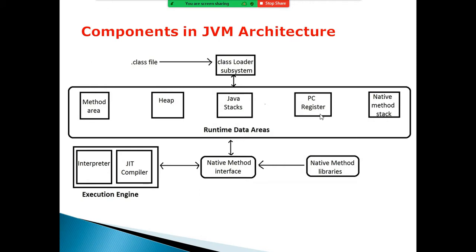We will talk about it, don't worry. You will get very much clarity about Java methods, and you will get the idea what the PC register is doing. Now, native method stack is for what, sir? For executing the native method. Native method means code you can write in C and C++. Those are called native methods. Now here we have an interpreter.